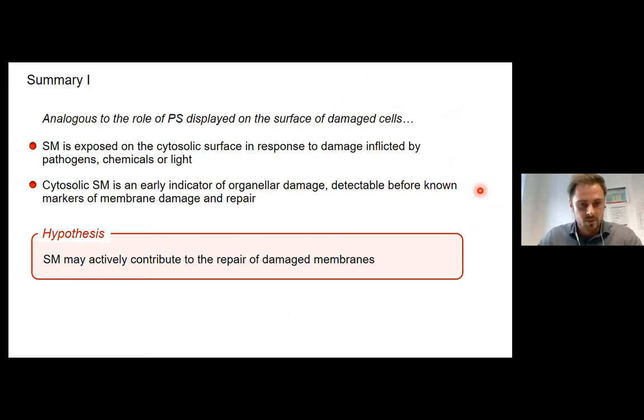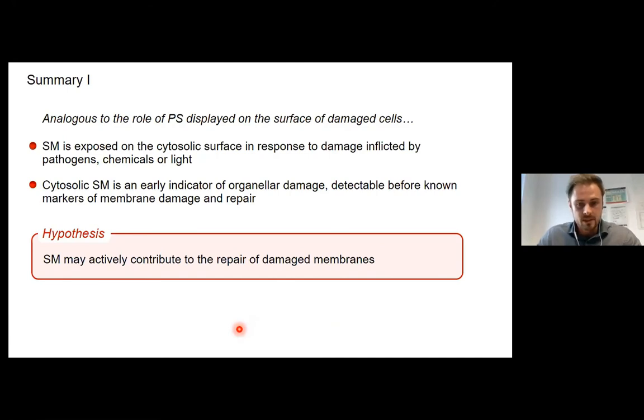Now, just to sum up the first part of my talk, we found that, analogous to the role of phosphatidylserine that is displayed on the surface of damaged cells as an eat-me signal, sphingomyelin is exposed to the cytosolic surface, so the other way around, in response to damage inflicted by either pathogens, chemicals, or light. So we're looking at a rather universal process here. And therefore, cytosolic sphingomyelin is an early indicator of organelle damage that is well detectable before known markers of membrane damage and repair.